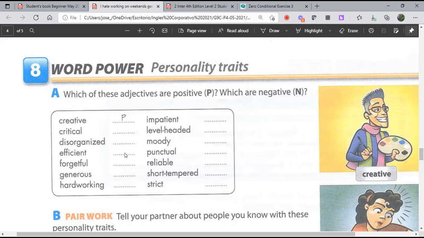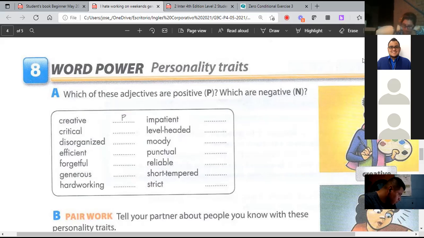And of course, we have the other ones. Let me mention to you the negative ones. Les menciono los negativos, all right? Based on what I think. Disorganized, forgetful. Forgetful is negative, okay? Why? Because you forget things, appointments, important events. Olvidadizo, forgetful, okay?